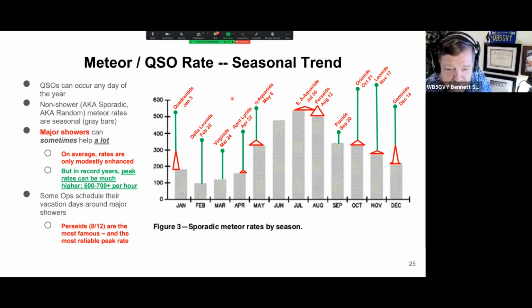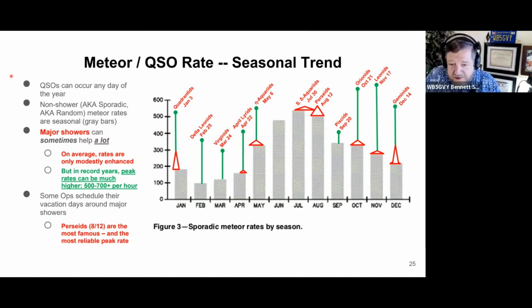All right, so let's look at when meteor QSOs can happen. Well, they can happen any time of the day and any day of the year, but there's definitely a seasonal trend. And this is a busy foil, so I'll try to talk through things to simplify matters. There's a distinction made between meteor shower rates and non-meteor shower rates, and the non-showers are referred to as sporadic meteors or random meteors.